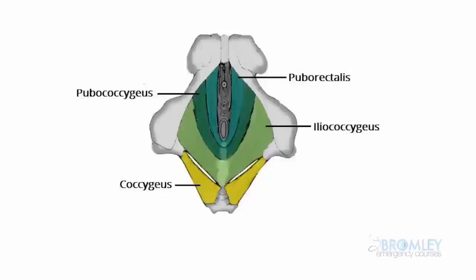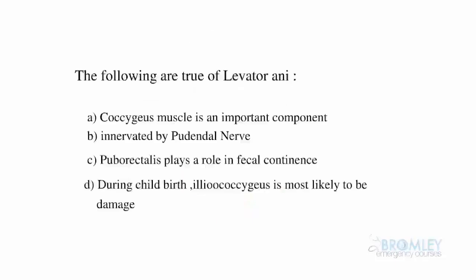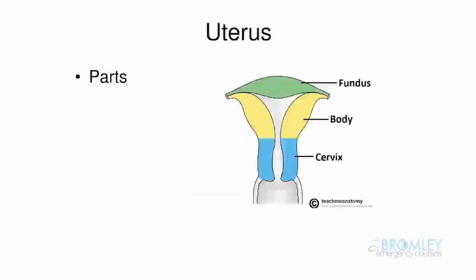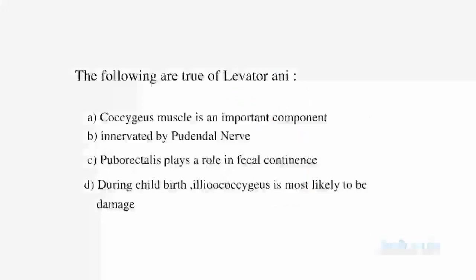So we've talked a bit about the pelvic floor. One last thing to mention before we go on to the female genital organs is that coccygeus muscle is innervated by the anterior rami of S4 and S5, not by the pudendal nerves. So very important, sometimes that question can be asked as well. Coccygeus is innervated by the pudendal nerve? No. Levator ani muscle and its components are innervated by branches of the pudendal nerve, whereas coccygeus muscle is innervated by anterior rami of S4 and S5.